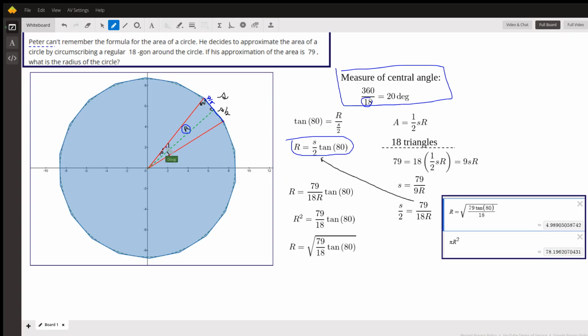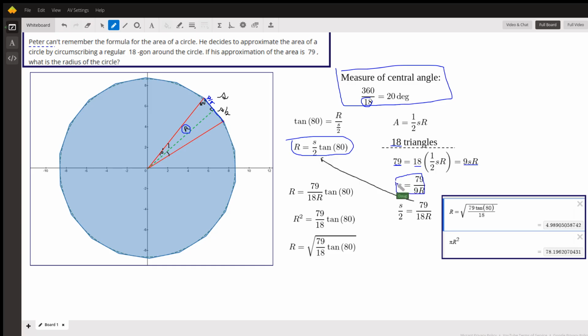And now we're going to use the estimate for the area. The area of this little red triangle right here is 1/2 the base times the height. Well, the base is S and the height is R. So 1/2 SR is a formula for the area of one of the 18 red triangles, but there's 18 of them. And we're told that he estimated the area at 79. And so here's 18 areas, which is 9 SR. If I solve this for S by dividing both sides by 9R, there's S.